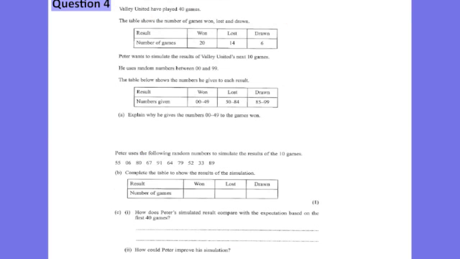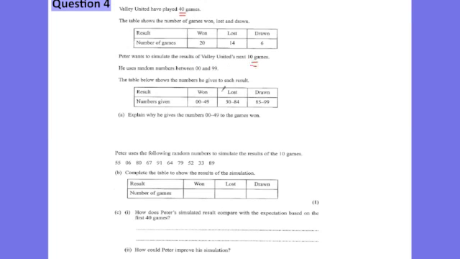Question number 4. Peter is a supporter of Valley United Football Club. Valley United have played 40 games. The table shows the number of games won, lost, drawn. Peter wants to simulate the results for Valley United's next 10 games.